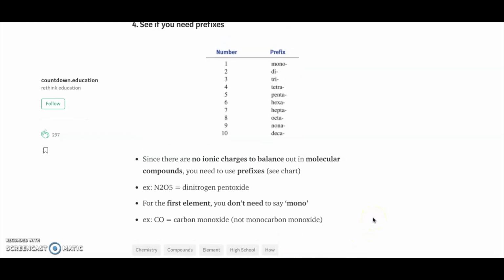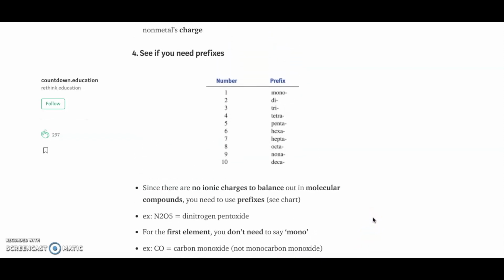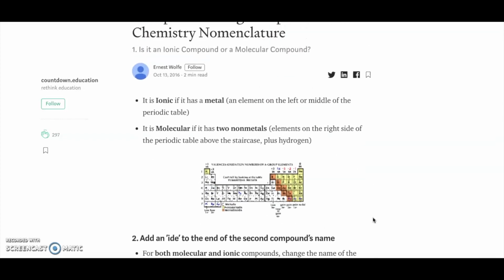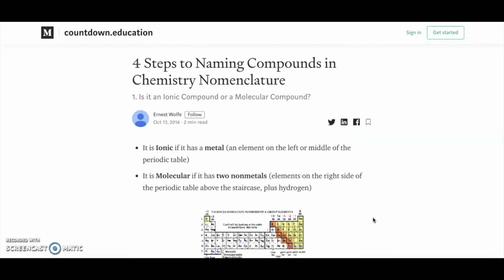So those are those 4 steps. You should have your foldable of notes that go into much more detail about how to name chemical compounds. I just wanted to do this quick review for you before we move on to the games. So all of this article and the games are going to be linked down in the description below.